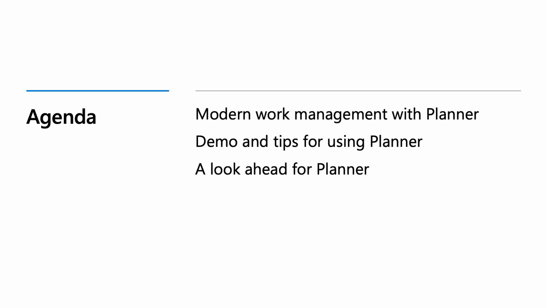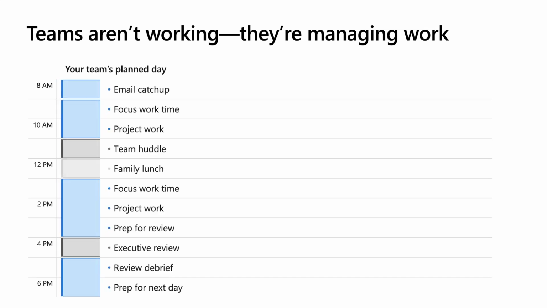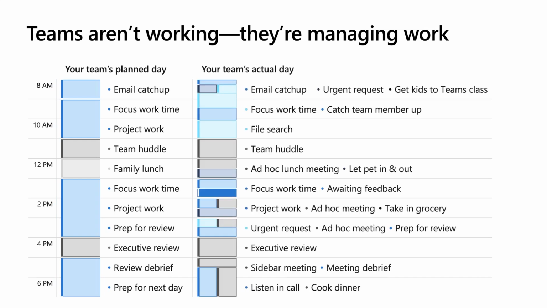So here we go. We have observed that teams aren't working so much as they're managing work. Why is that? Office workers have expressed the pain point of low productivity due to an overwhelming number of tasks, as well as fragmented time with little output. This is an illustration of how your workday looked at the beginning of the day. And this is a look back at the end of the day.